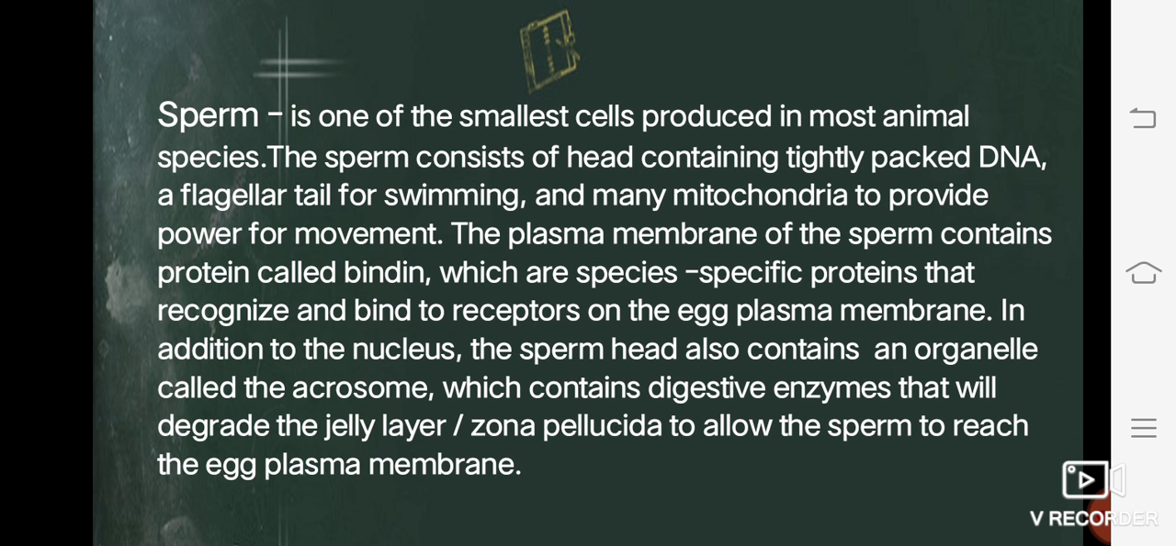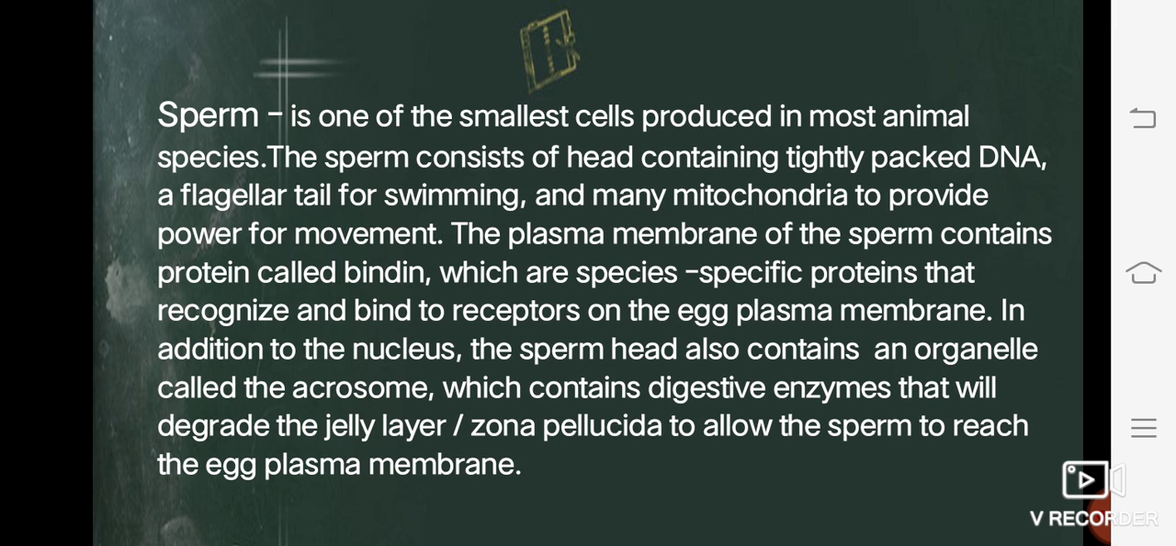Sperm. Sperm is one of the smallest cells produced in most animal species. The sperm consists of a head containing tightly packed DNA, a flagellar tail for swimming, and many mitochondria to provide power for movement.